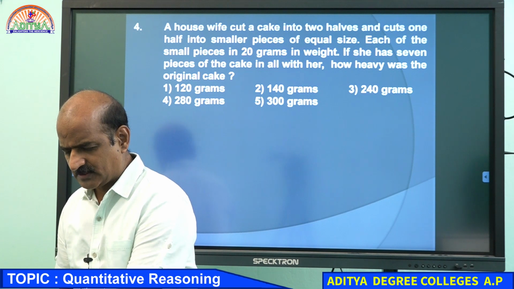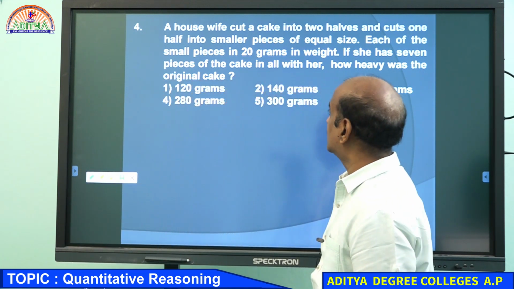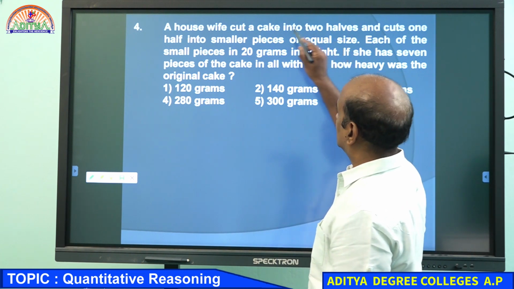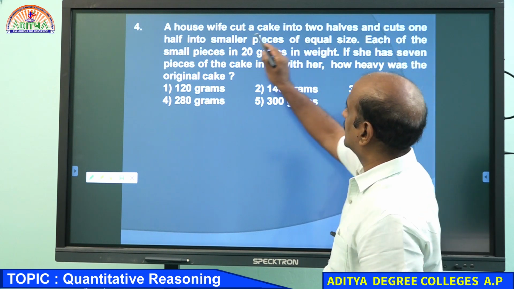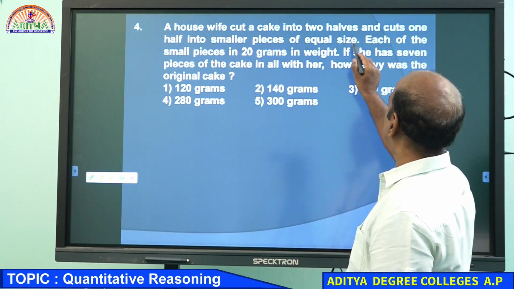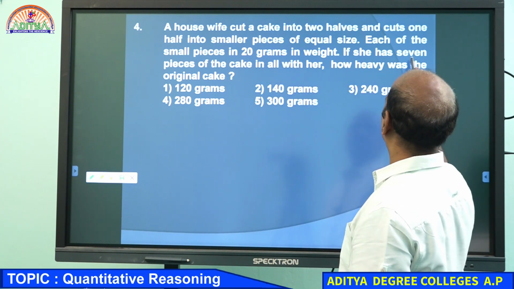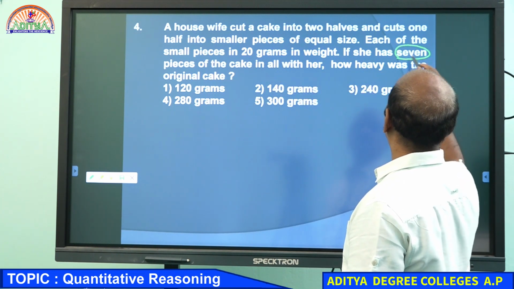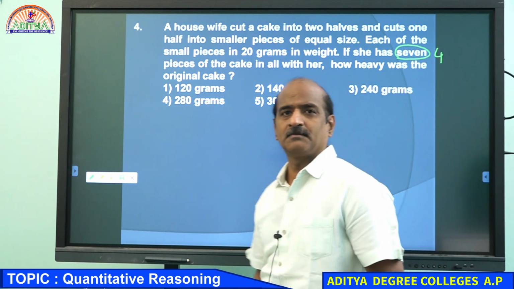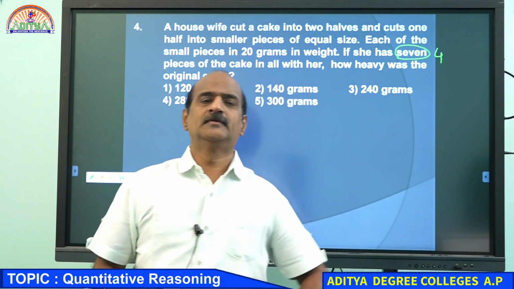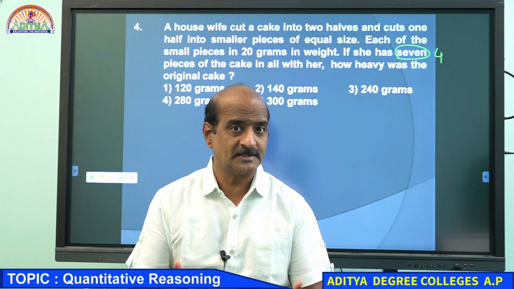Yeah, sure. If somebody asks me to explain this question again, I will do that. Student, if I say that a housewife cut a cake into 2 halves and cut 1 half into smaller pieces of equal size, each of the smaller pieces is 20 grams in weight. If she has 4 pieces in place of 7, if I give you 4 pieces, then how can your answer be changed? I mean, how do you need to change your answer?